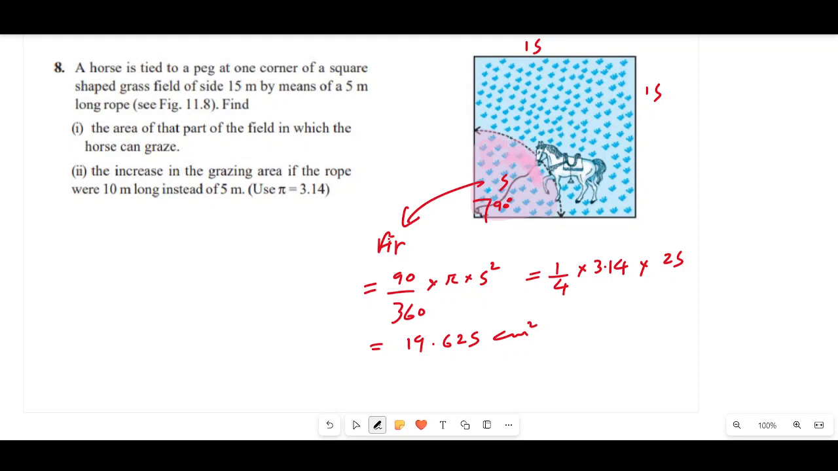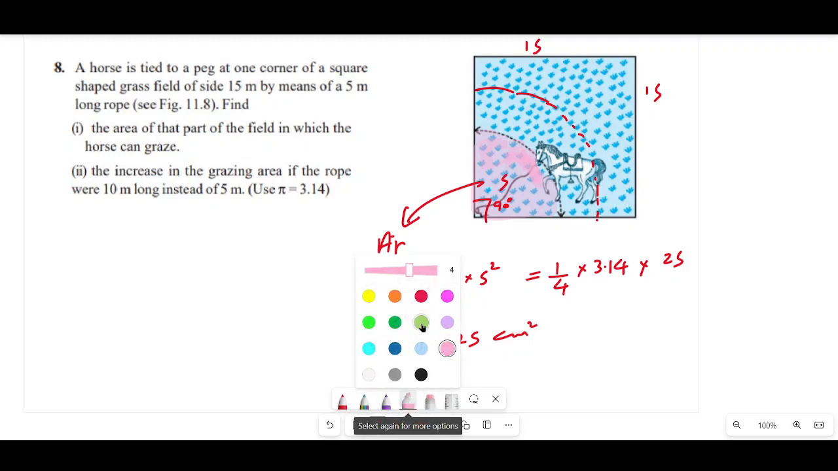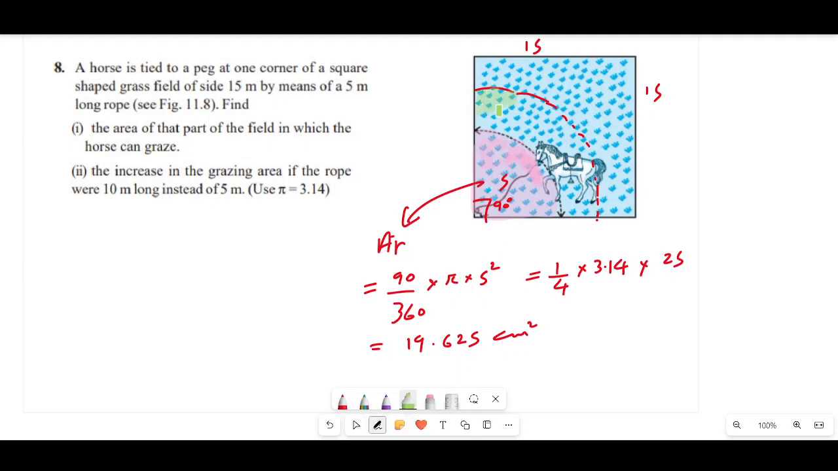Now find the increase in grazing area if the rope were 10 meter long instead. Suppose this is 10. So find out the area of this portion only. Clear? This portion only. So how can we find out the area of this portion? That is very simple. We increase this rope to 10 meter instead of 5 meter.